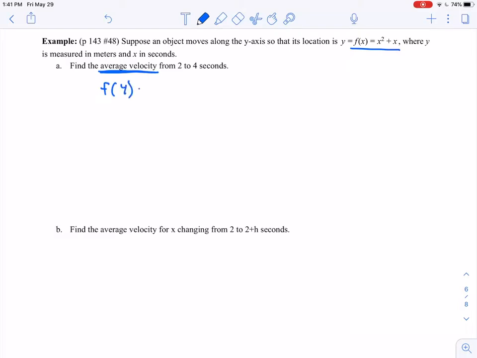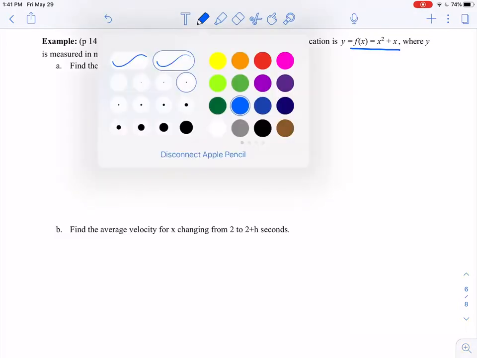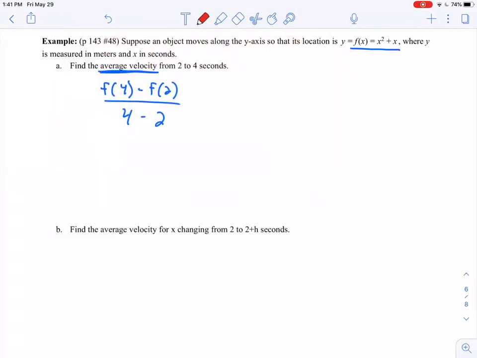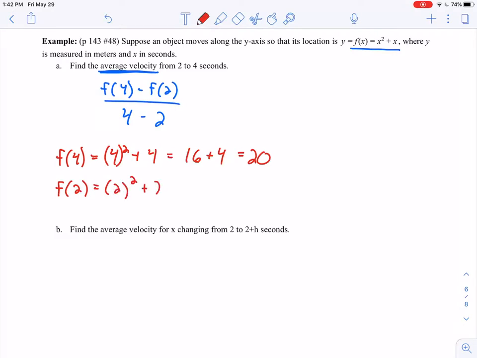f of 4 minus f of 2 all over 4 minus 2. So before we hop in, we might want to figure out what is f of 4 and what is f of 2. f of 4 in this case would be 4 squared plus 4. So I have 16 plus 4 gives me 20. And f of 2 here we have 2 squared plus 2. So I've got 4 plus 2 gives me 6.